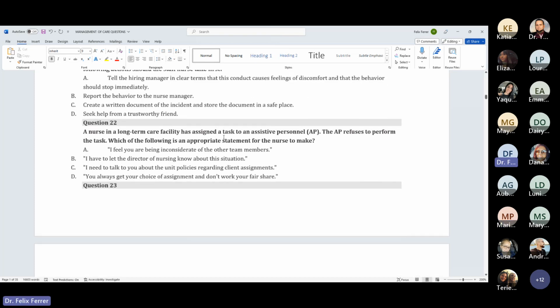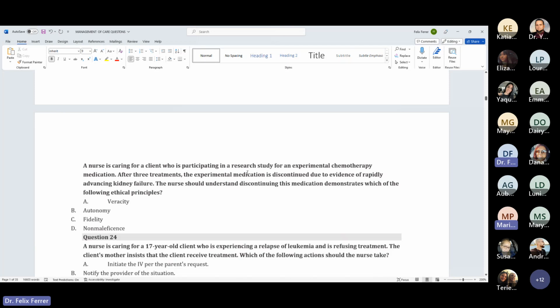A nurse in a long-term care facility has assigned a task to assistant personnel. The assistant personnel refuses to perform the task. Which of the following is an appropriate statement for the nurse to make? C. I need to talk to you about the unit policies regarding client assignment. Okay, really good, really good.